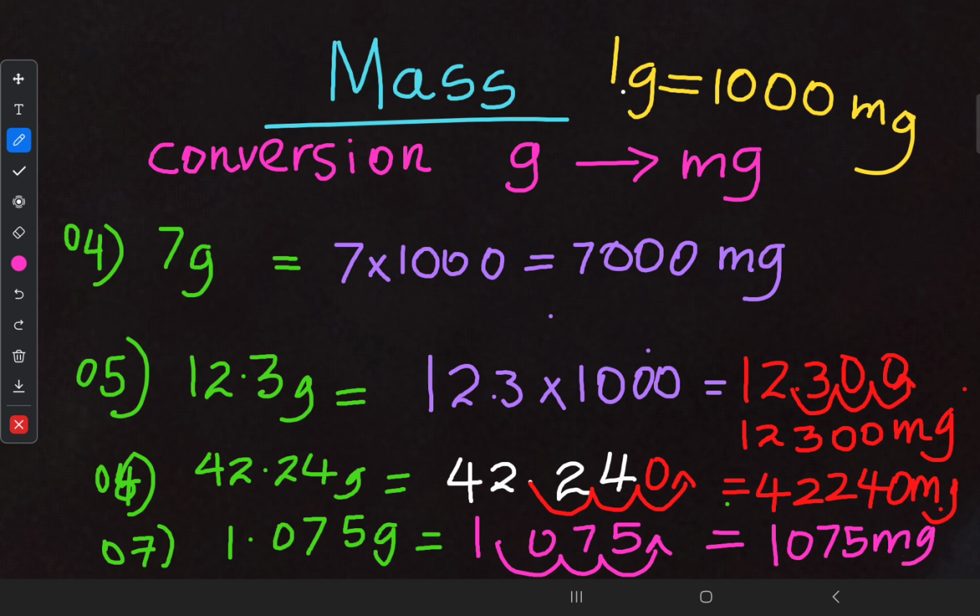The task is very easy. You have to multiply by 1000. While multiplying by 1000, which means 10 to the power of 3, we have to move our decimal 3 digits rightwards. While multiplying, we move our decimal rightwards. While dividing, we move our decimal leftwards. Let's discuss those questions after this.